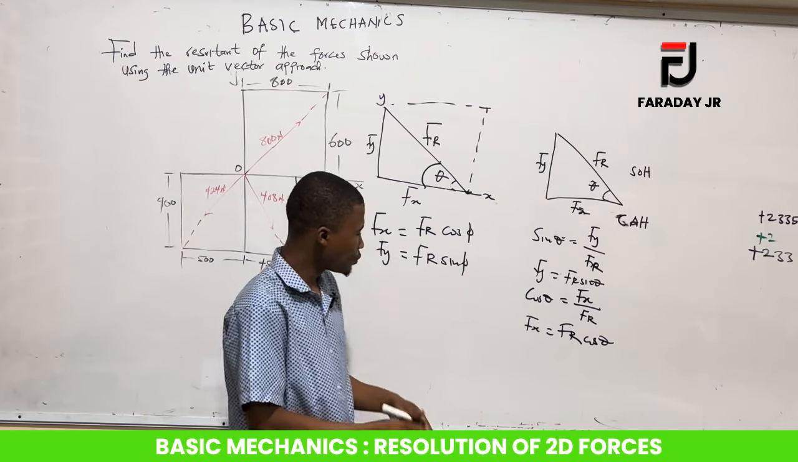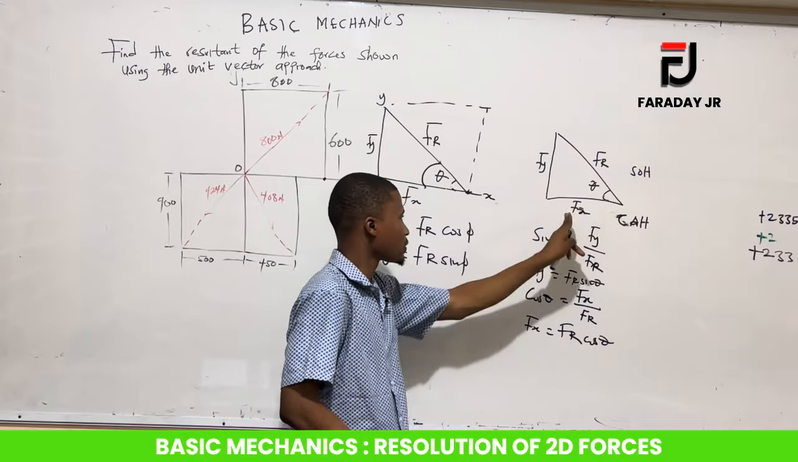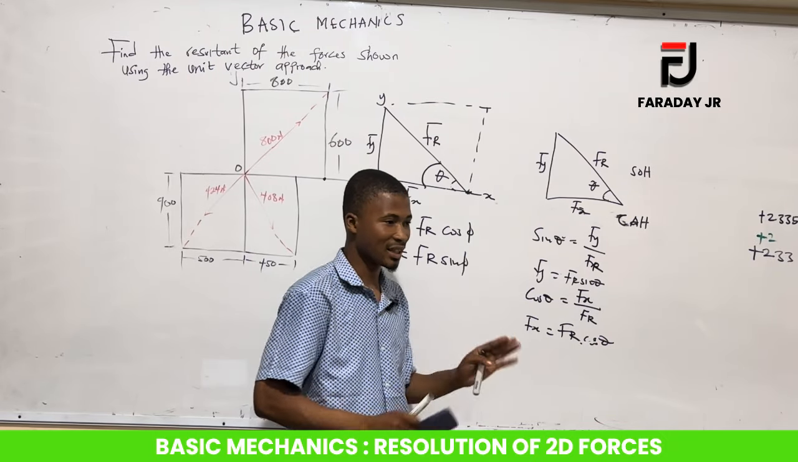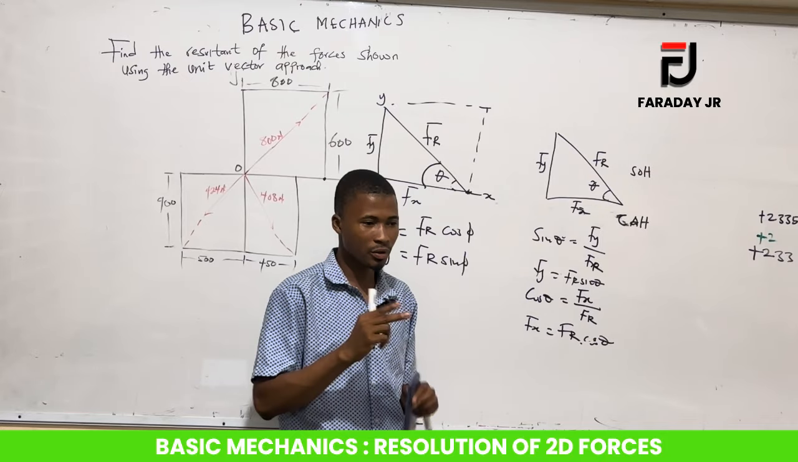So anytime you know the angle to where you are going, you always use cos. And if you don't know the angle to where you are going, you always use sine. These are the two main parameters we need to keep in mind.